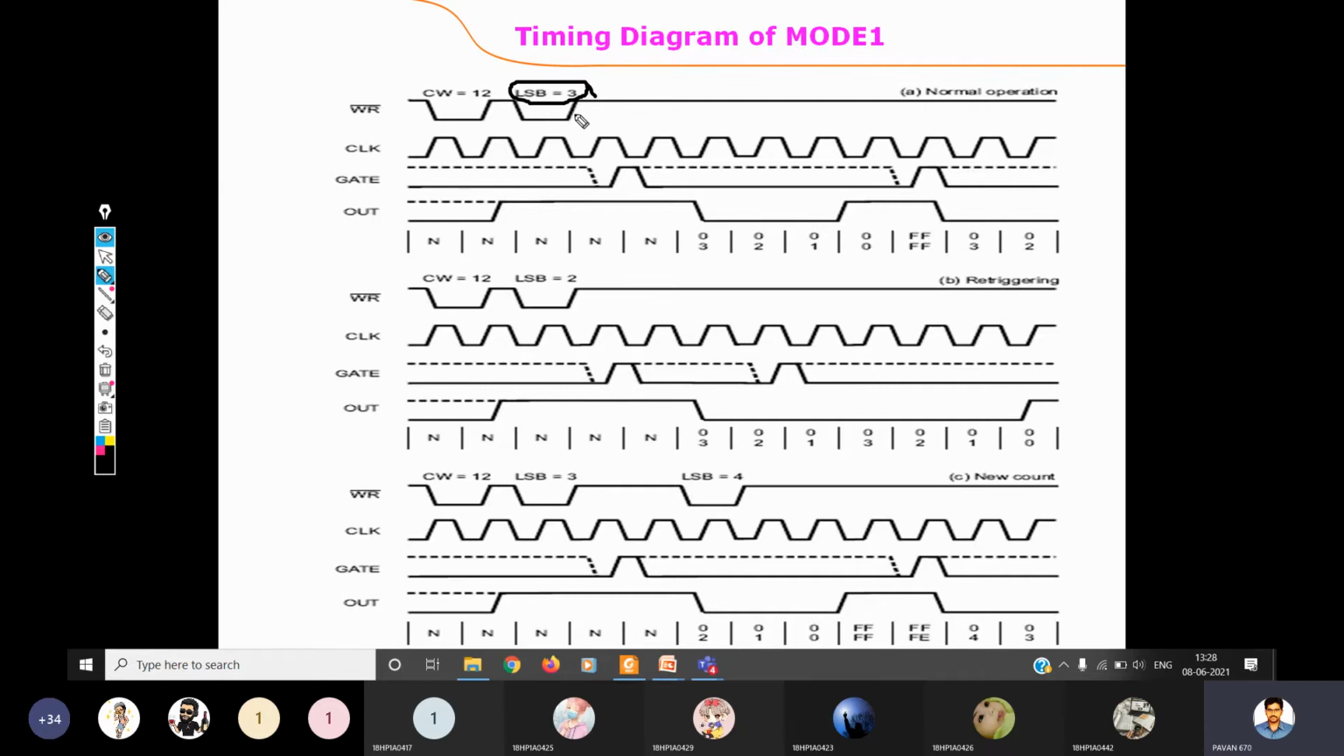But since the gate signal is not triggered even after the value is loaded into the counter register, it will take some time. Whenever the gate trigger occurs, from the next clock cycle onwards, based on the negative edge, your counting starts. So it counts 3, 2, 1. Since it reaches the terminal count, the out signal goes high again. How far?